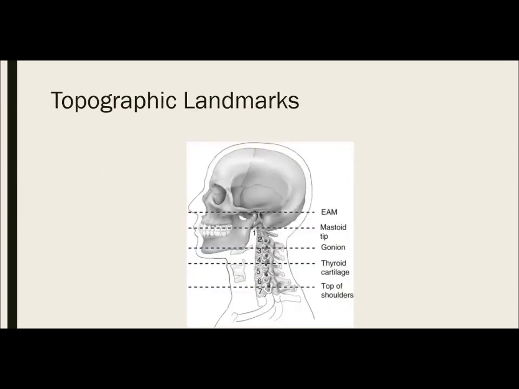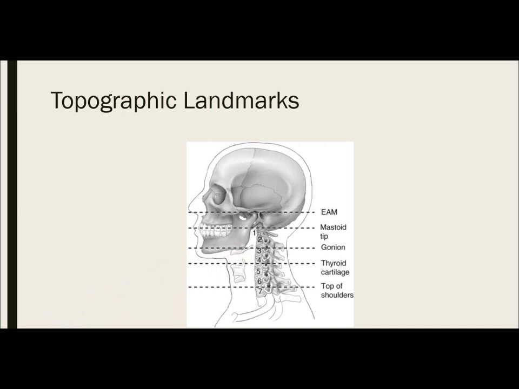x-rays. These are some of the topographic landmarks that we may use for our cervical spine x-rays that you probably went over last semester with Cheryl. So they are the EAM, which is the external auditory meatus, the mastoid tip, the gonion, the thyroid cartilage, and the top of the shoulders.